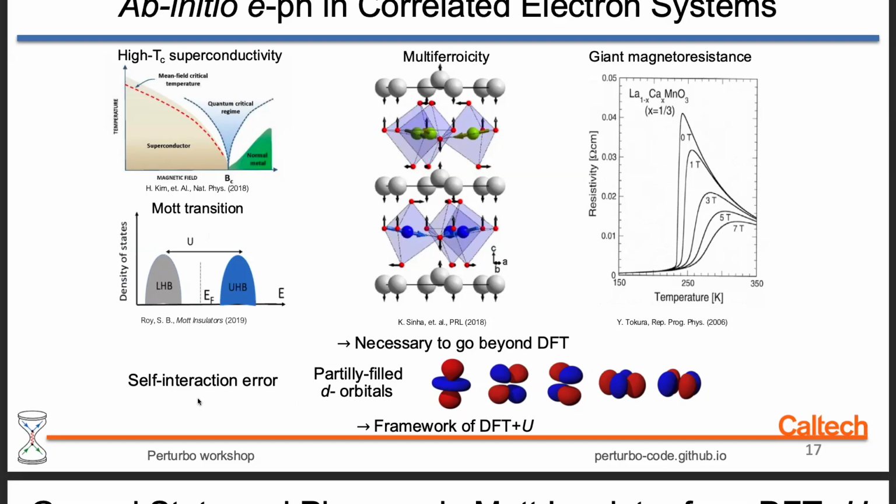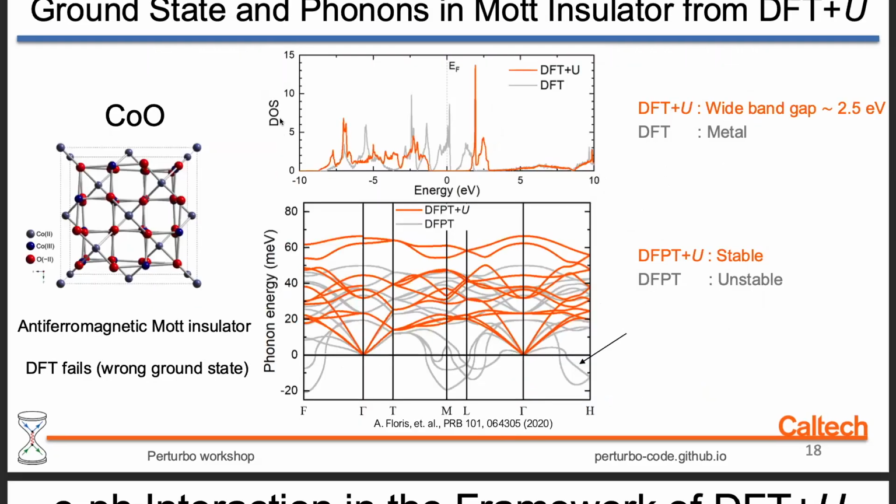DFT has a self-interaction error, meaning that it doesn't really know about orbitals and it thinks electrons in orbitals are interacting with themselves. And so this can be corrected in the DFT plus U framework by replacing the local part of the Kohn-Sham potential with a Hubbard U interaction. One case where this works is for the material cobalt oxide. Experimentally, it's an antiferromagnetic Mott insulator. DFT gets it wrong. In fact, it thinks it's a metal.